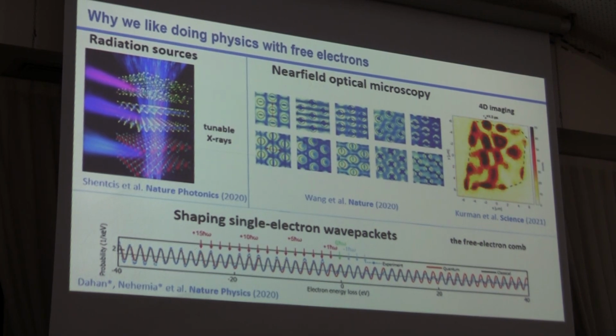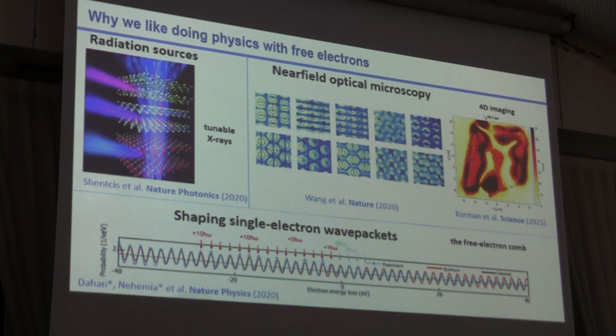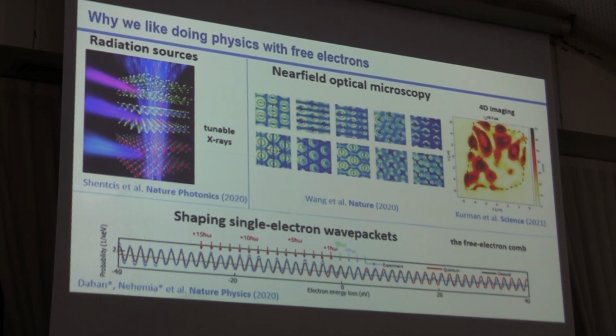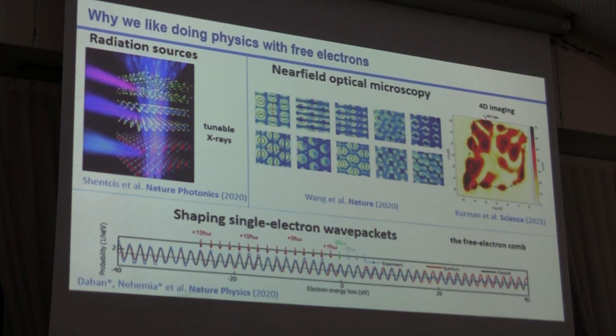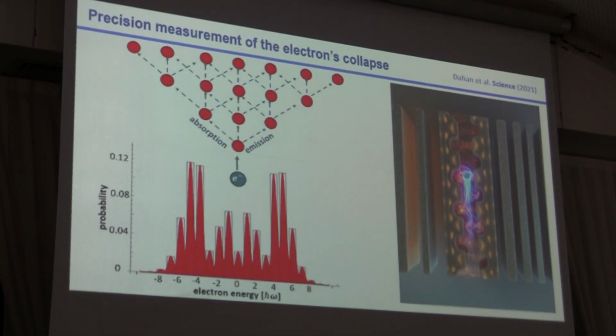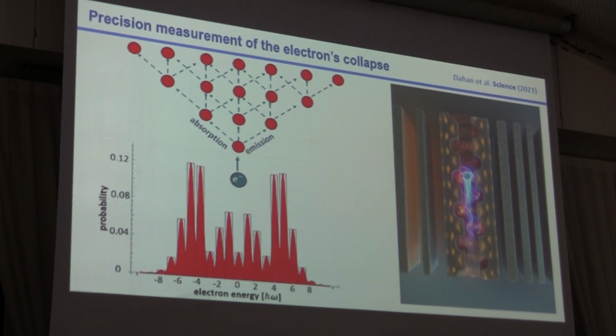Which is, what happens to this electron once it absorbs or emits a single photon? Will its wave function collapse or not? What actually happens to electron interference after it interacts with light? And here, this is an experiment from last year. This is an artistic view of the structure we made.